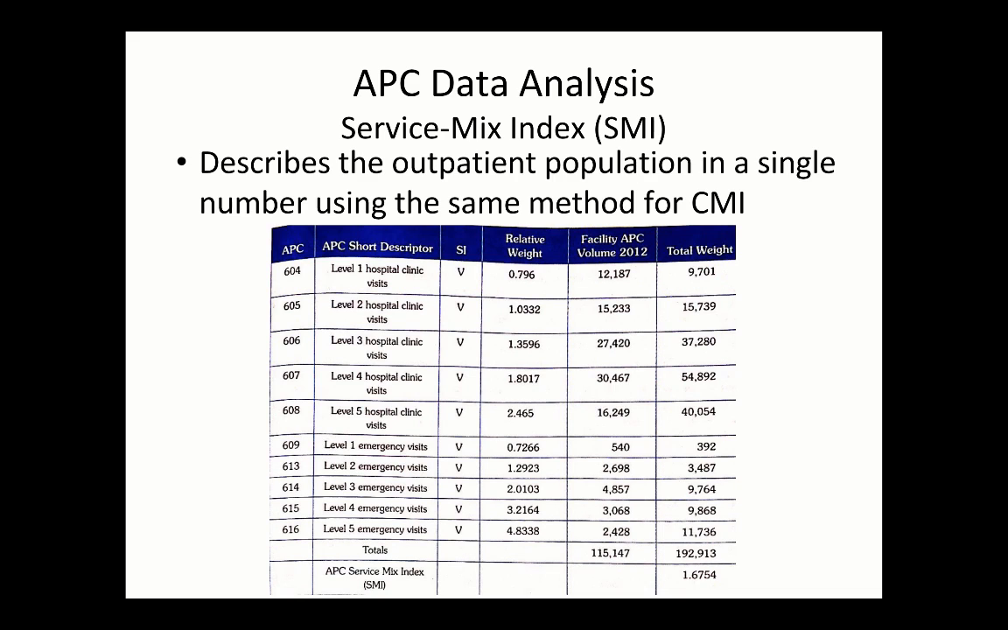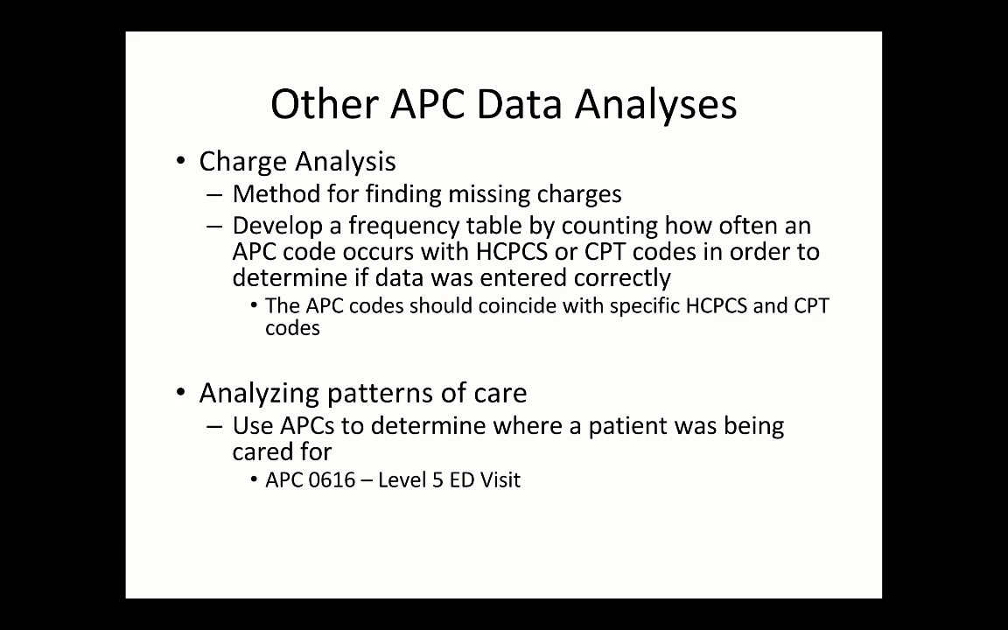Therefore, on average, their volume of patients is largely from level 4 hospital clinic visits. I determined this by looking at how close our calculated SMI is to each of the relative weights for the APCs listed. Because 1.7 is close to the relative weight for a level 4 hospital clinic visit at 1.8, we can conclude that, on average, patient visits are largely related to level 4 hospital clinic visits.